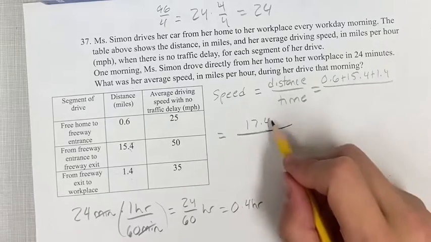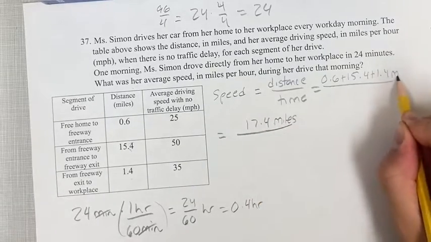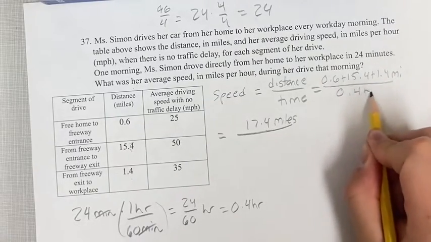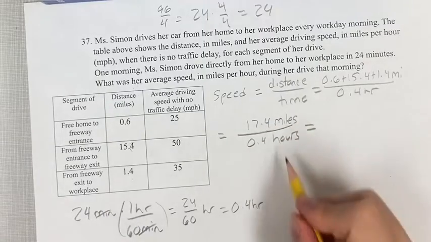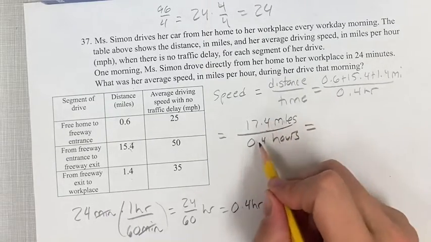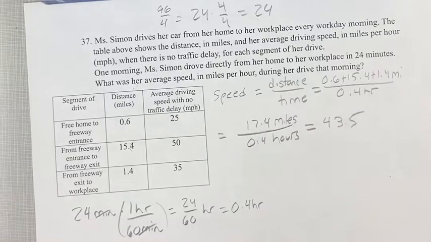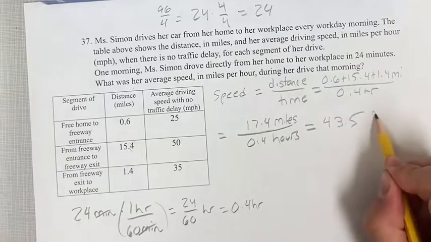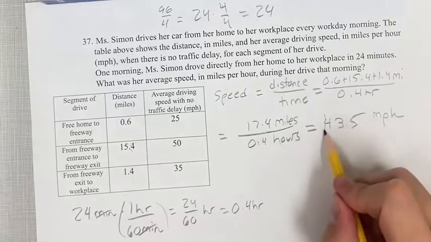So 17.4 miles over 24 minutes is 0.4 hours. And when you plug this in, 17.4 divided by 0.4 is 43.4. And you know you did it right when the units check out. Miles divided by hours is miles per hour. What was her average speed that morning?